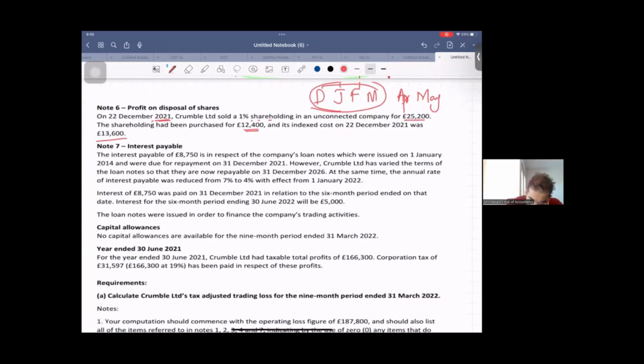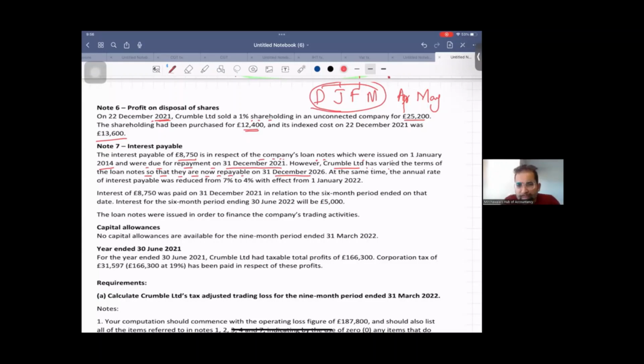The interest payable of 8,750 is in respect of the company's loan notes which were issued on 1st January 2014 and were due for payment on 31st December 2021. However, Crumble Limited has varied the terms, varied means changed, so that they are now repayable on 31st December 2026. Now the loan has been extended.